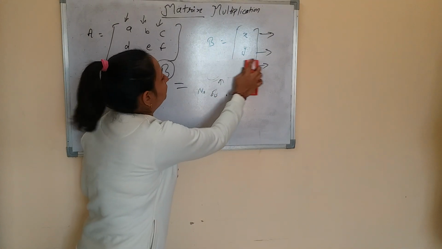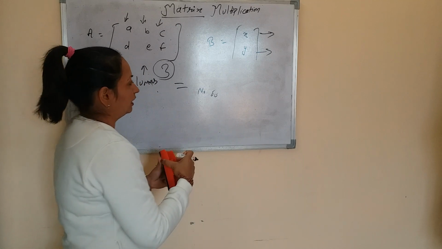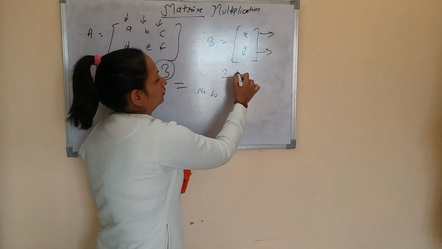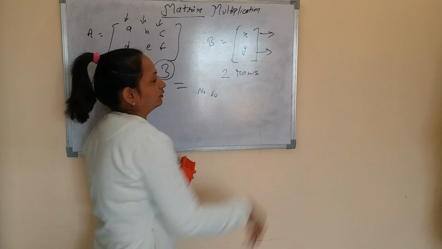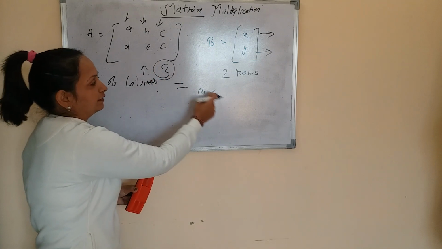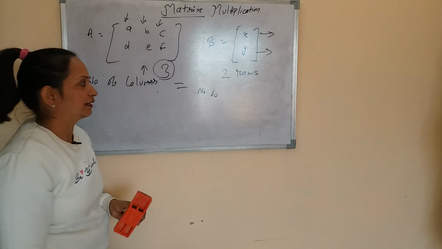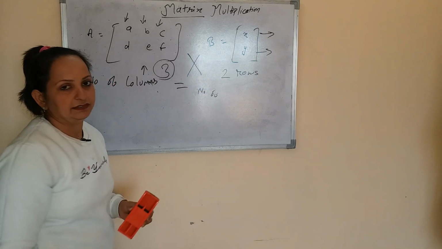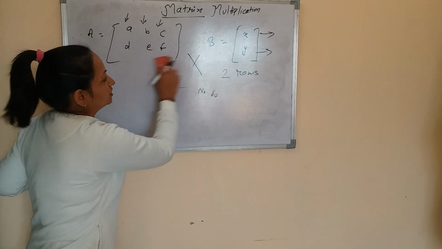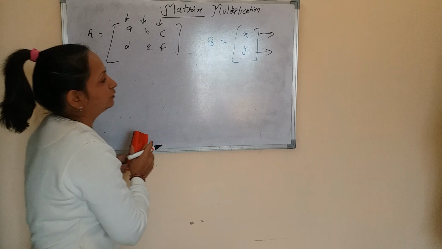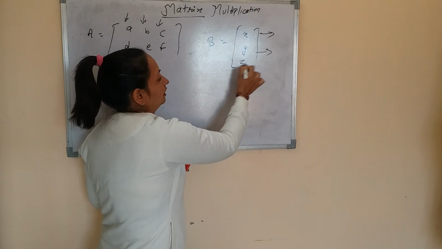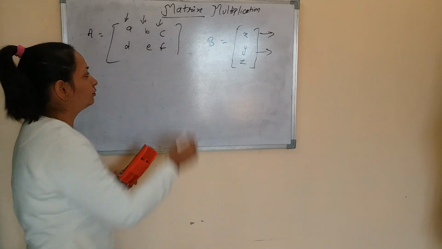Just for the example, if I would have a matrix with only 2 rows and 1 column, and here I am having 3 columns, then the number of columns in the first matrix is not the same as the number of rows in the second matrix, so we will directly say that matrix multiplication is not possible. So whenever you perform any operation on a matrix, very firstly you have to check the condition. If the condition is satisfied, then only go on to perform the operation, otherwise don't do it.